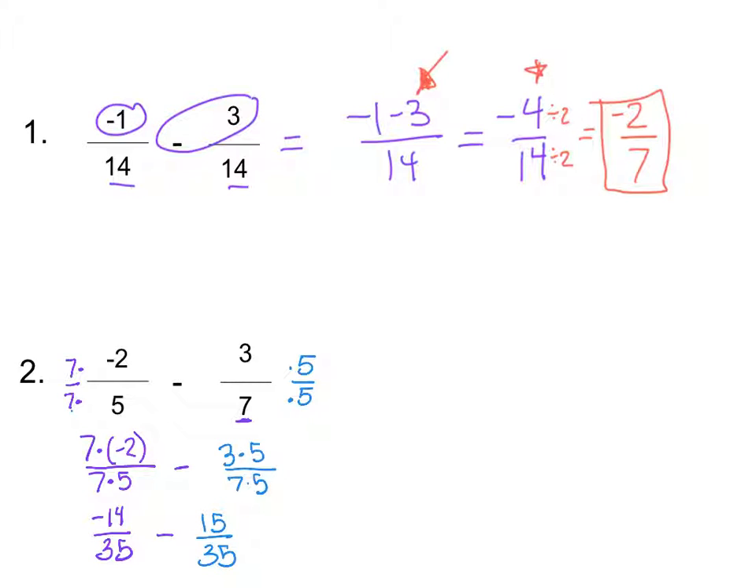I have common denominators, so now I can just look at the top. So I have negative 14 minus 15 over 35. So a negative 14 minus 15 would be a negative 29 over 35. And I can't simplify that, so that is my final answer for that one.